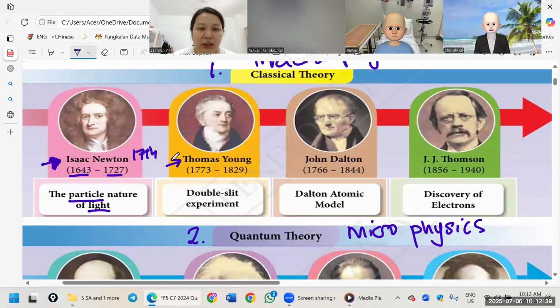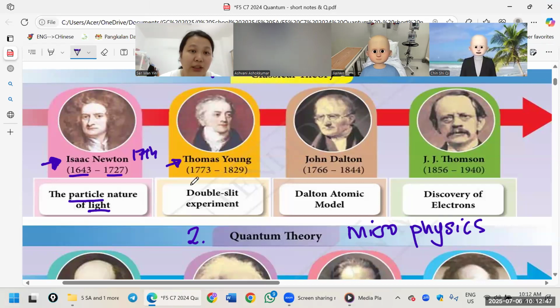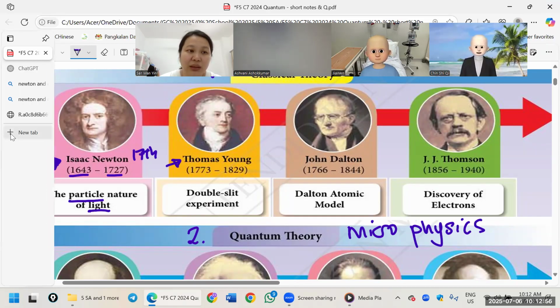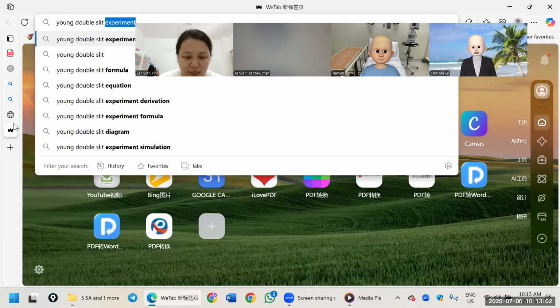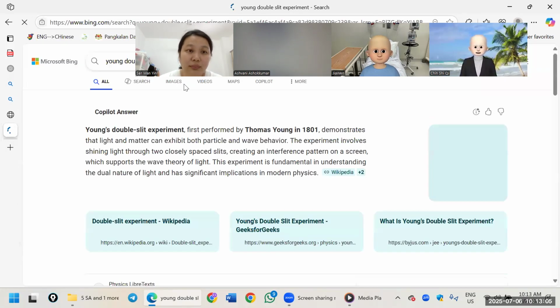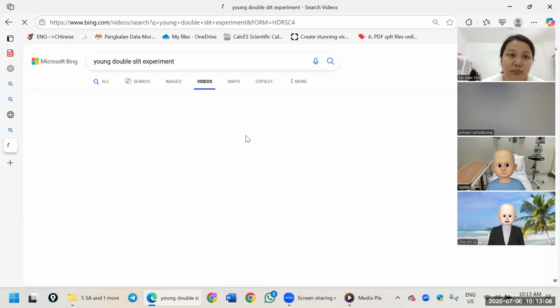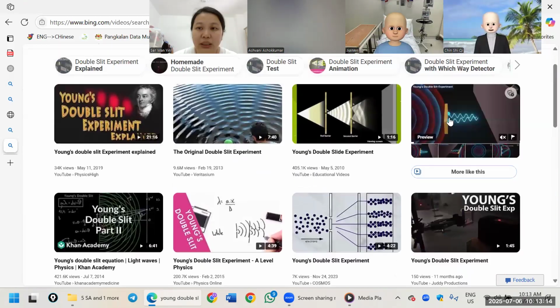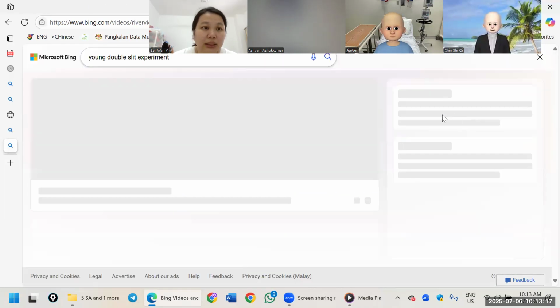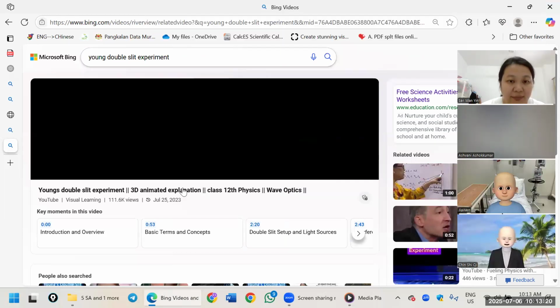But the problem is, after about 100 years, came Thomas Young. Thomas Young did a very famous and important experiment, which we learned in Form 4, Chapter 5: Young's double slit experiment.